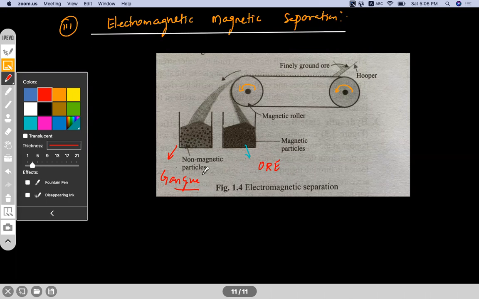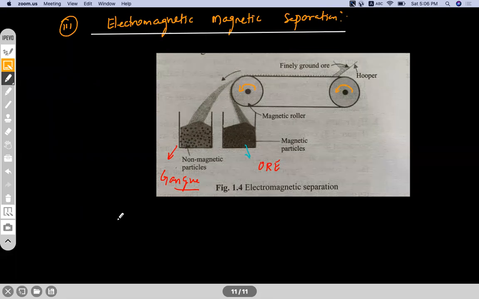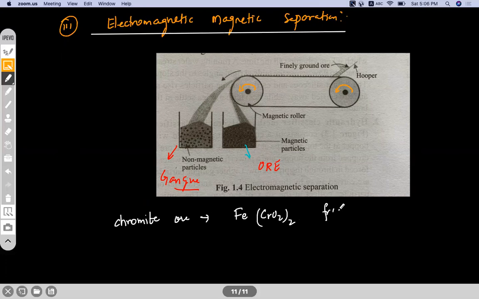One last point you write down here. This method can be used to separate chromite ore. Chromite ore is FeCrO2. It is used to separate chromite ore from siliceous impurities, silicon impurities.